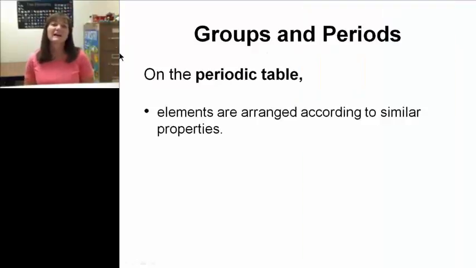So a couple things I want you to know about the periodic table. As the term goes on, I'm going to be teaching you more and more information that you can get from the periodic table. But for starters, here are just a few things I want you to know. I want you to know that the elements are arranged according to their similar properties. So elements that are in a column on the periodic table all tend to have similar properties.